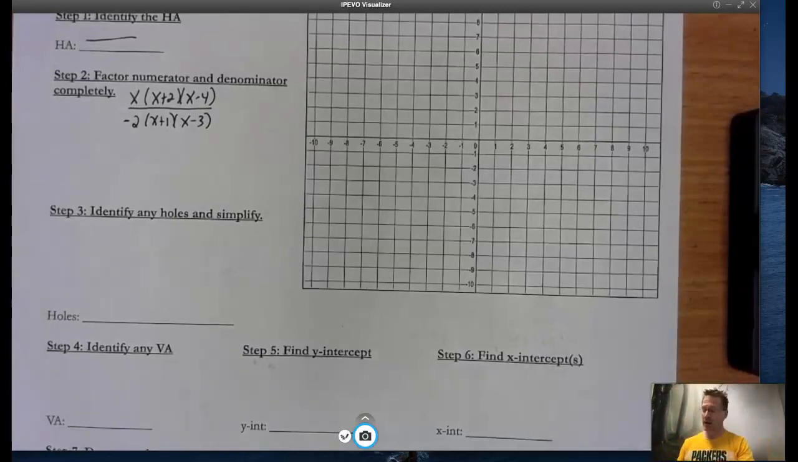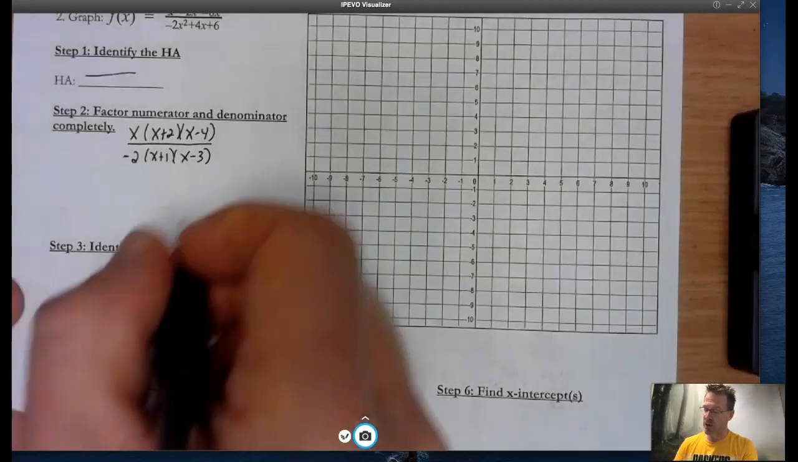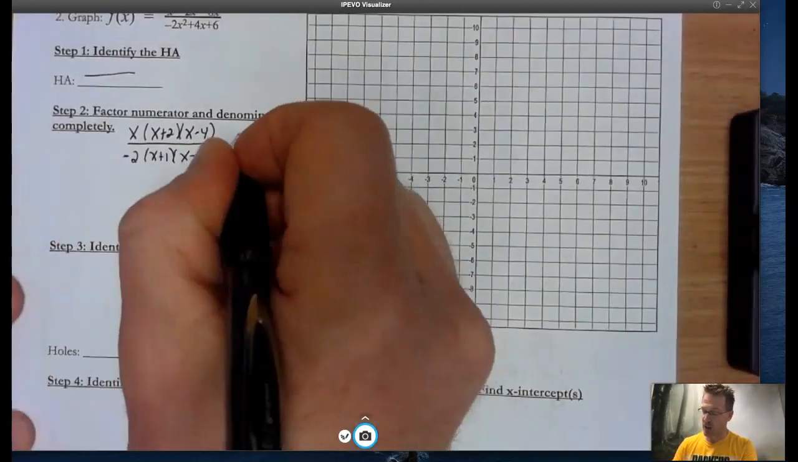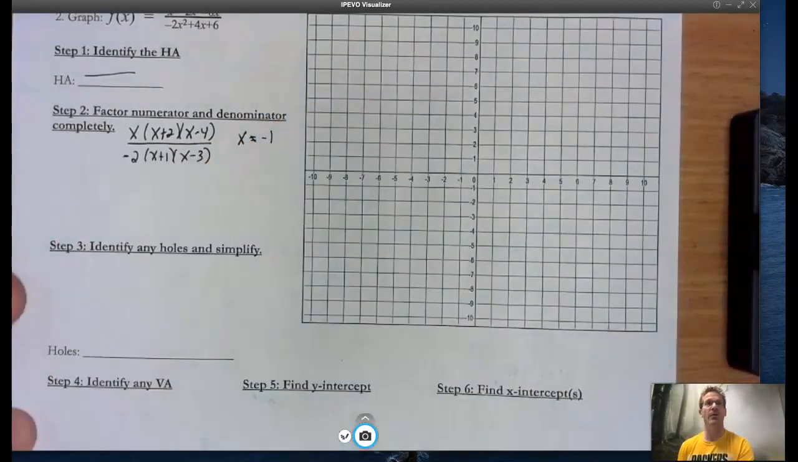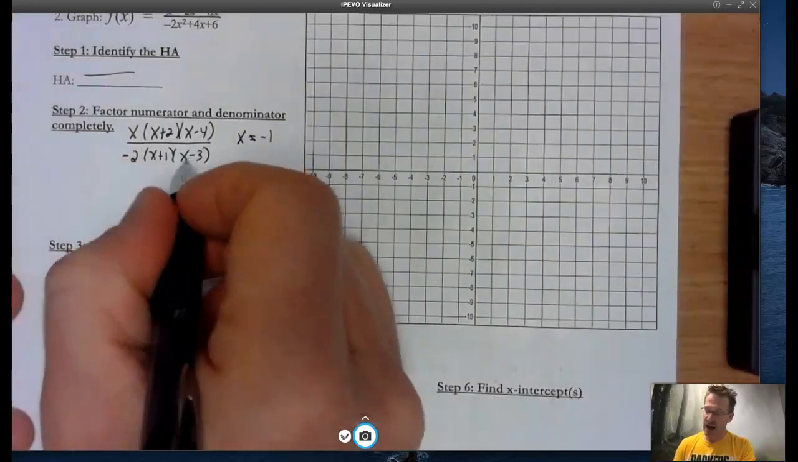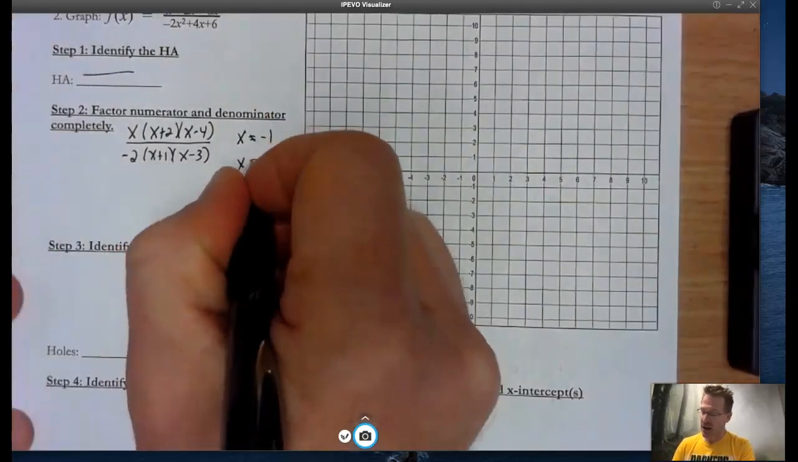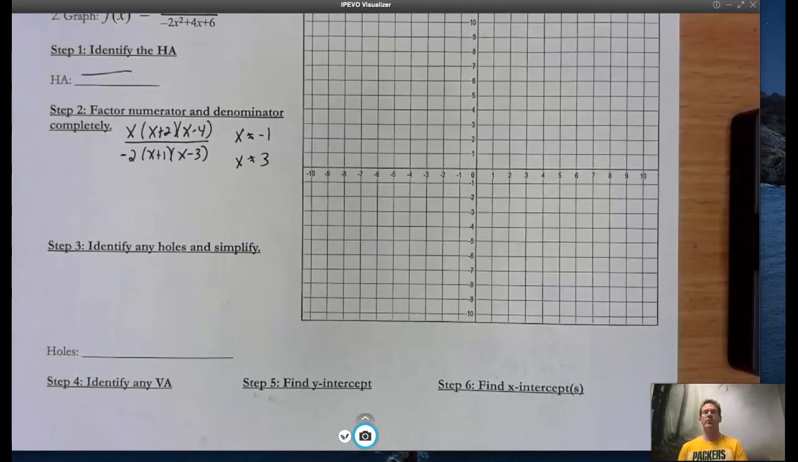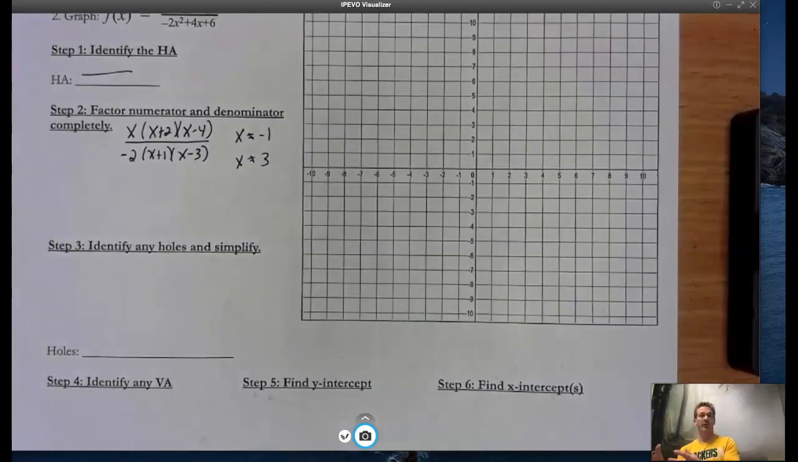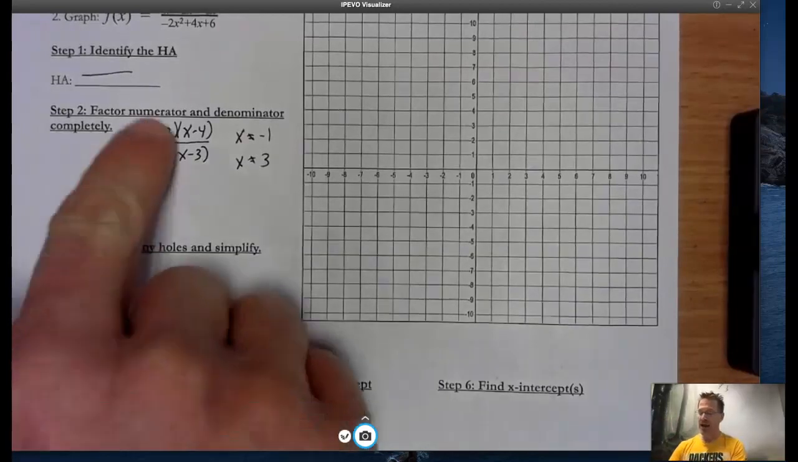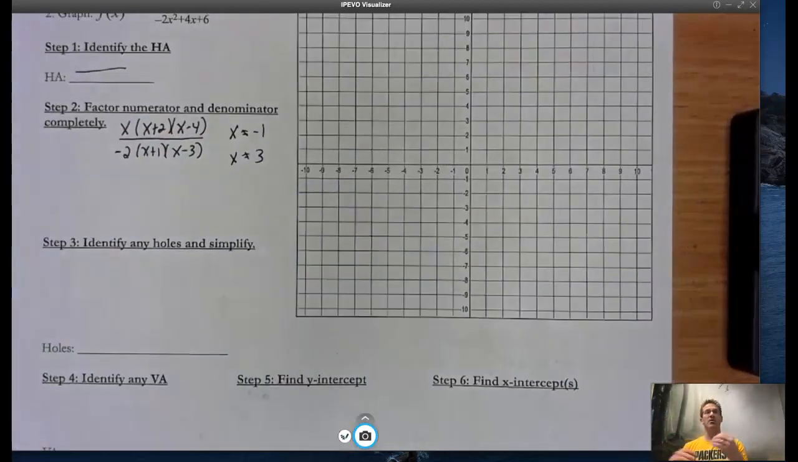So right now, here's what we know. We have two issues. For my first factor in the denominator, we know x can't be negative 1. For my second factor here in the denominator, we know x can't be 3. So those are either going to be vertical asymptotes or holes. Notice this time we do not have any common factors in the numerator or the denominator to simplify. So once we factored, this is it. This is the form that we're going to work with.